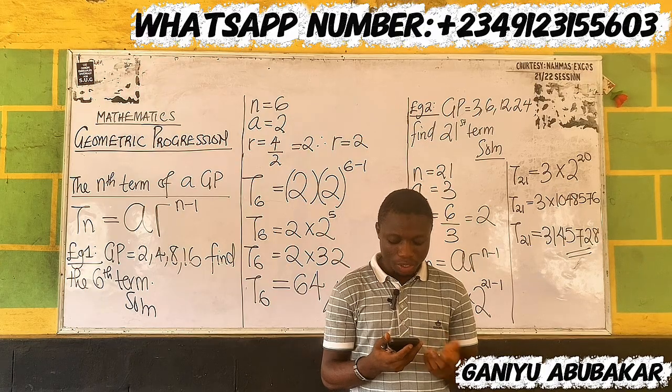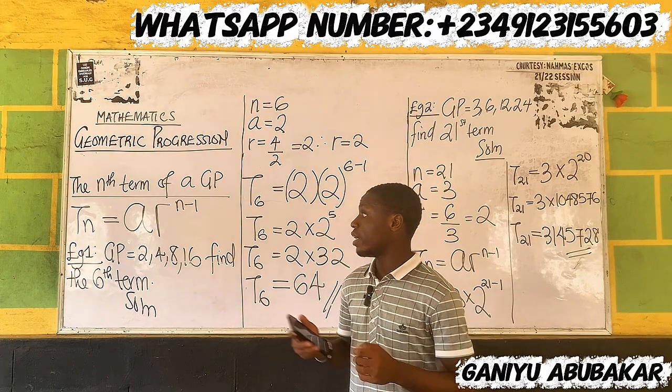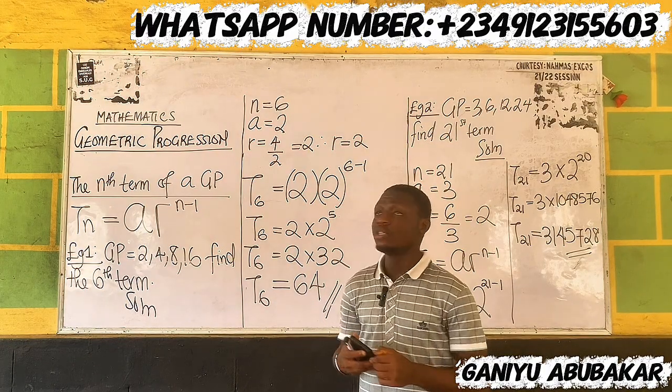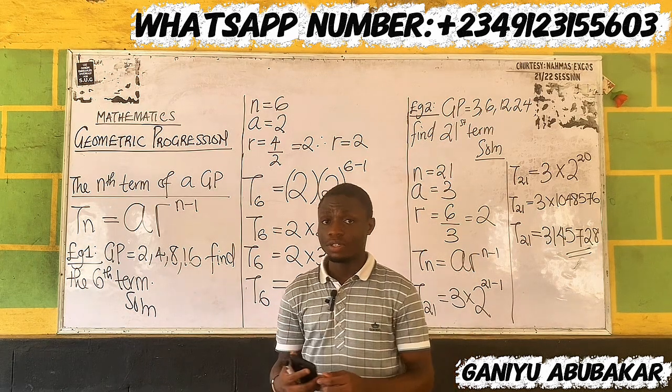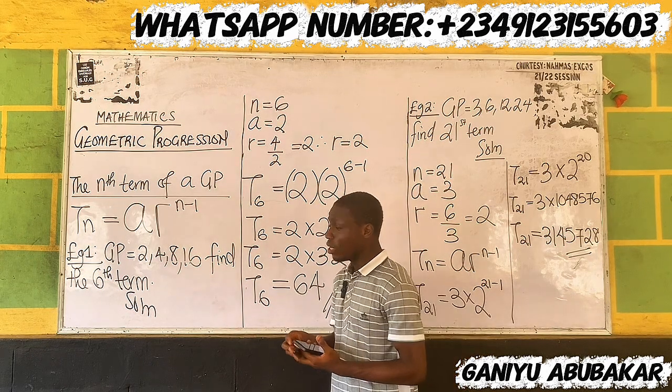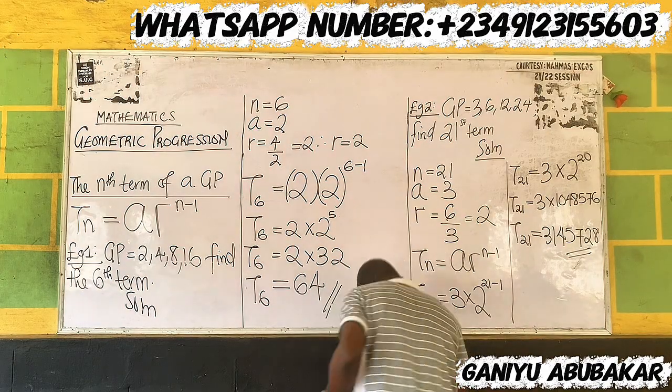So let's take one more question and then we'll hop off the idea of the nth term of a GP. Next class, we'll look at the sum of a GP, right? So let's look at one more example and then we'll hop off this topic.